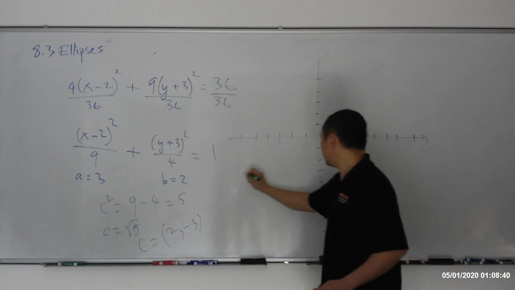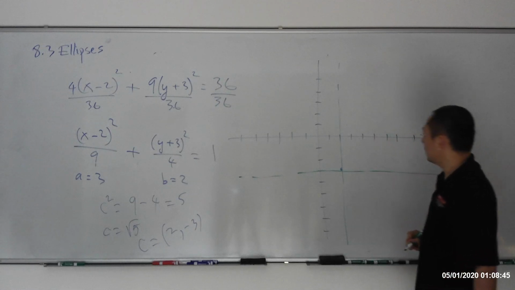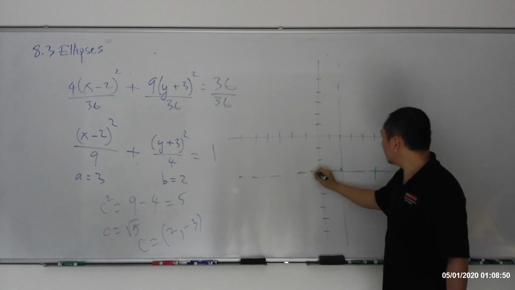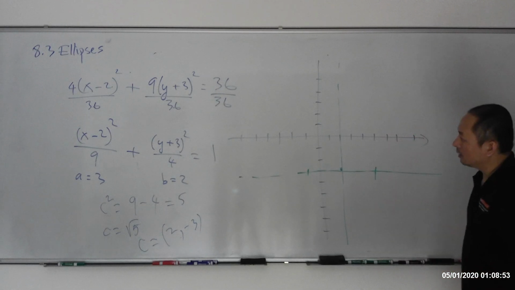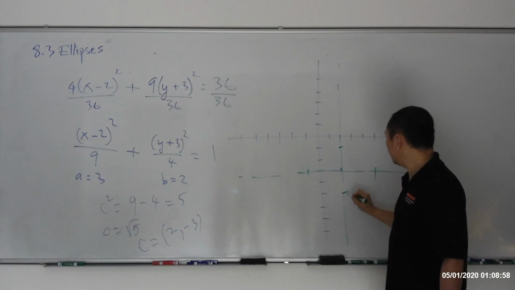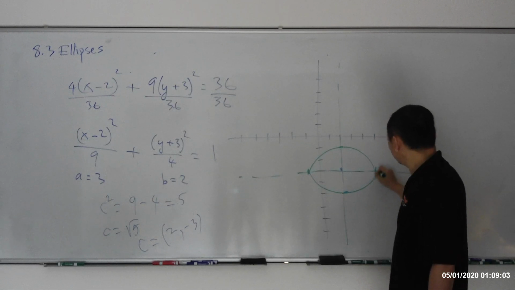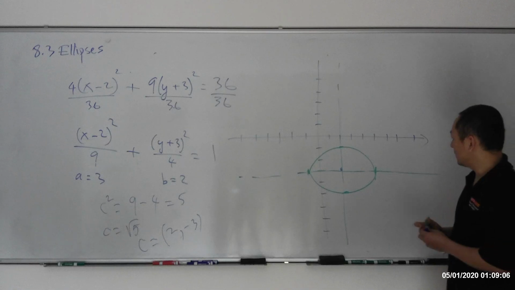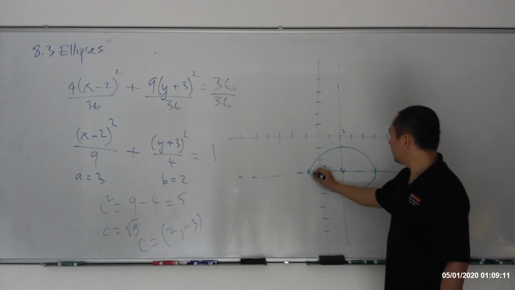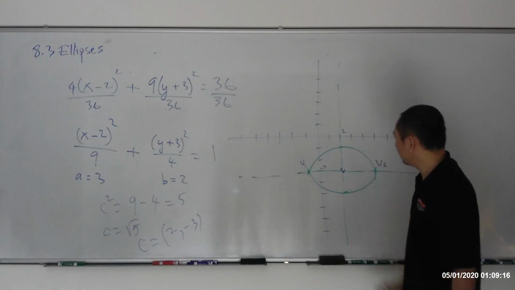Alright, so from the center, we have the horizontal axis. We have the vertical axis. And A is 3, so move to the right 3 units. Go to the left 3 units. Alright, B is 2. So move up 2, move down 2. It's going to be our ellipse right here. You guys see we have the horizontal one, right? Center is this point right here, 2, -3. And the 2 vertices now on left, right, right?